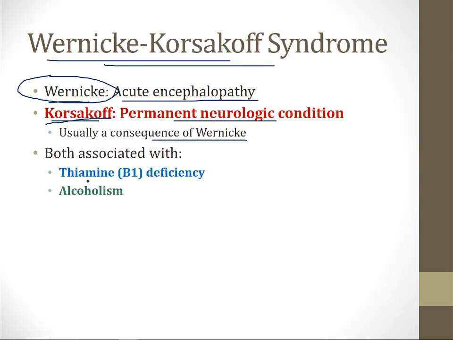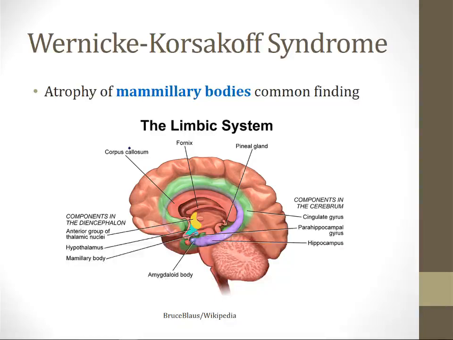Both of these are associated with thiamine, vitamin B1 deficiency, and alcoholism, and they're commonly seen among patients who are alcoholics, who are malnourished, and don't get enough thiamine in their diet. It's very high yield to know that Wernicke-Korsakoff syndrome is associated with atrophy of the mammillary bodies in the central nervous system.